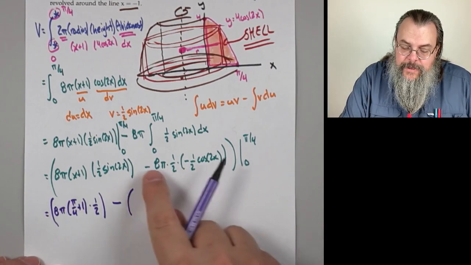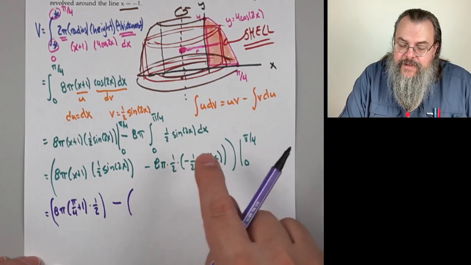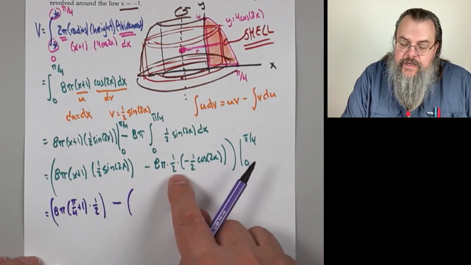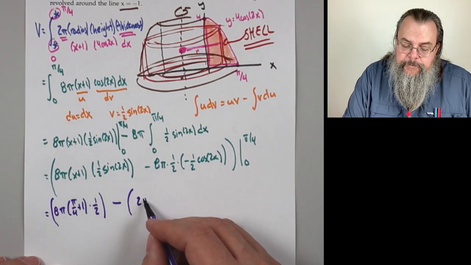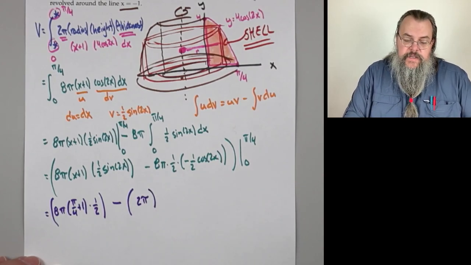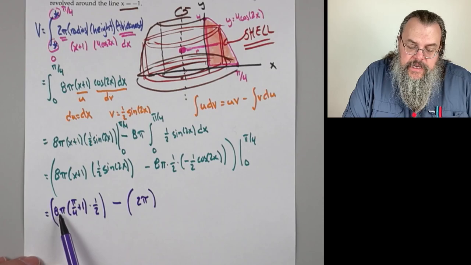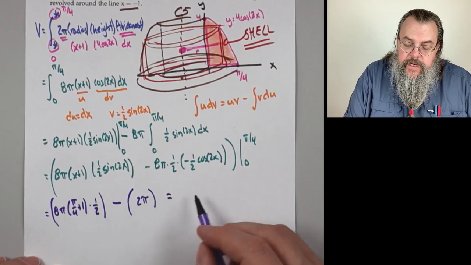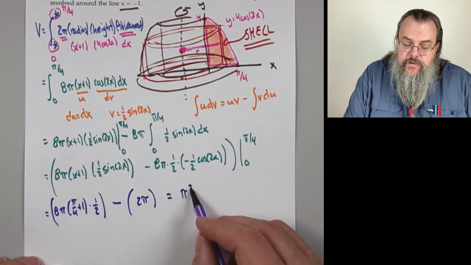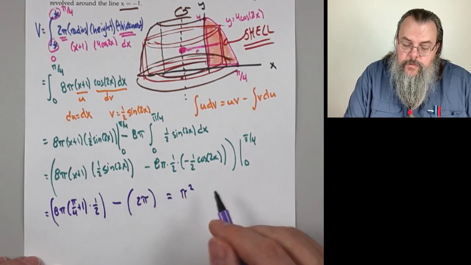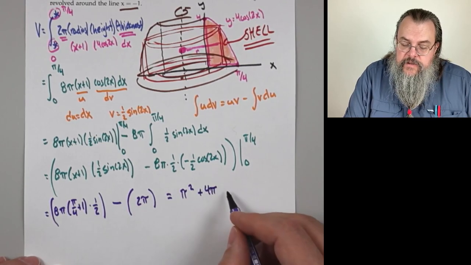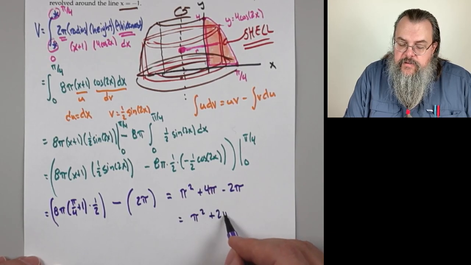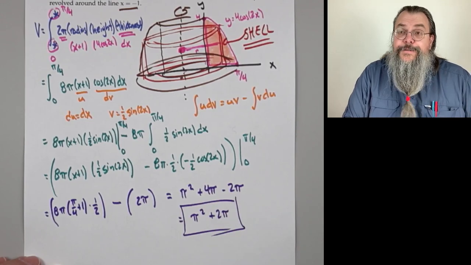Cosine of 0 is 1. Okay, so we're going to get minus 8 pi times a half times minus a half. Well, minus minus makes a plus, and 4 goes into 8 pi, leaving us with 2 pi. So that's minus 2 pi. Well, we multiply this out. 8 pi divided by 2 is 4 pi. And so 4 pi times pi over 4 would be pi squared. 4 pi times 1 would be 4 pi. And then subtract 2 pi, which would leave us with pi squared plus 2 pi, our final answer.